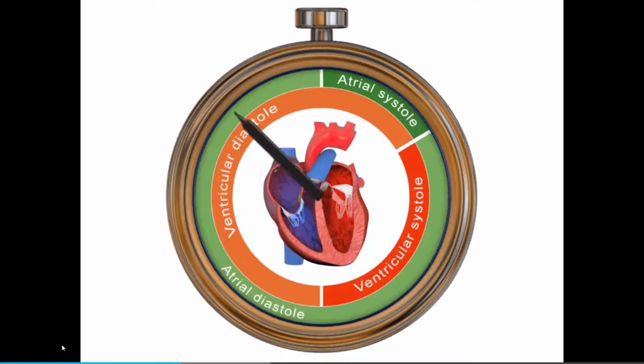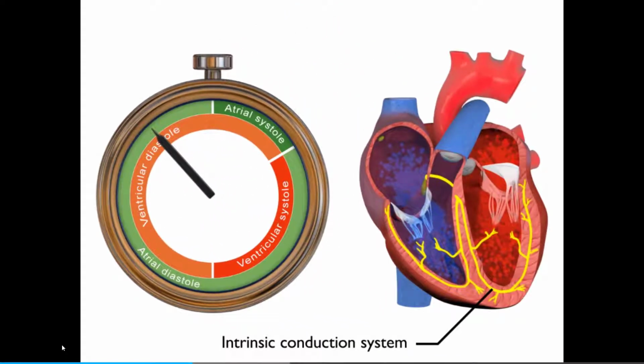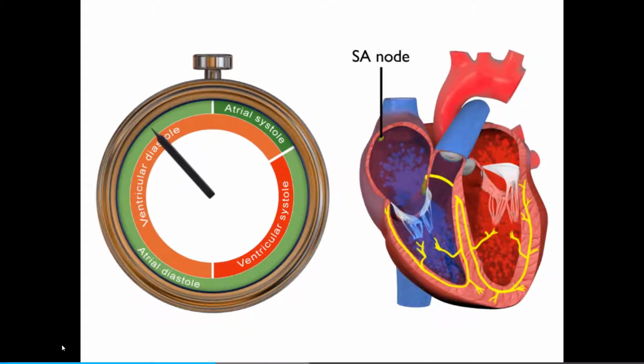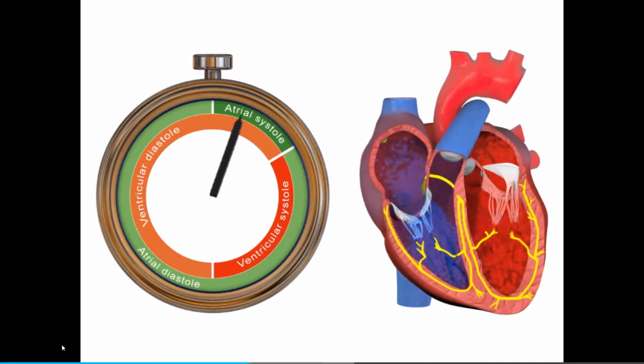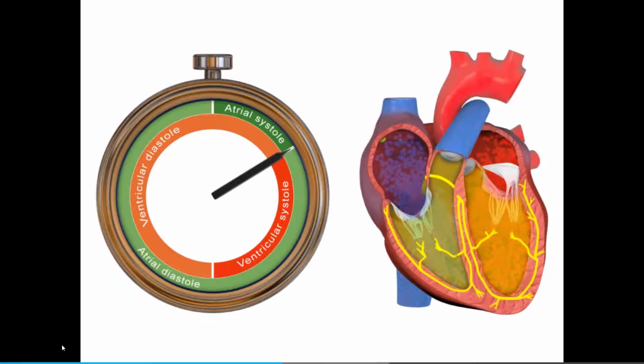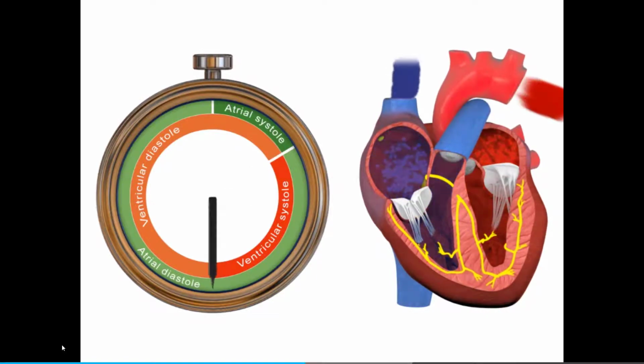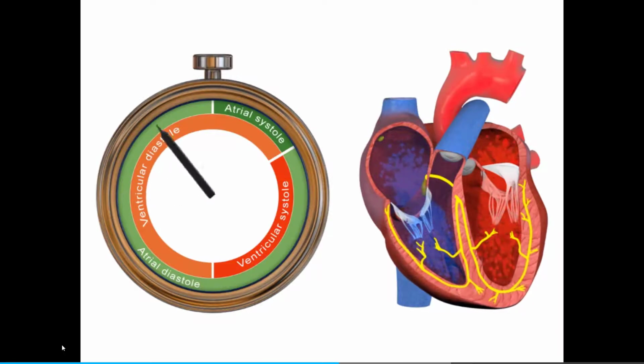The timing is coordinated by the intrinsic conduction system of the heart. The sinoatrial, or SA node, initiates depolarization and systole of the atria, while the ventricles are in diastole. This is followed by depolarization of the ventricles and ventricular systole, while the atria are in diastole. Finally, between heartbeats, there is a period when the atria and ventricles are both in diastole.